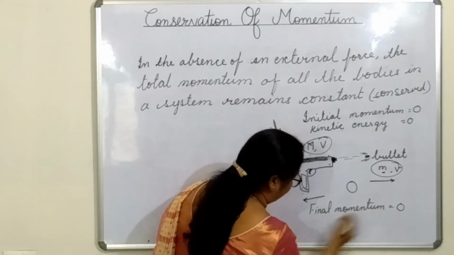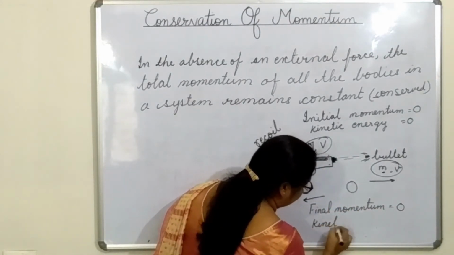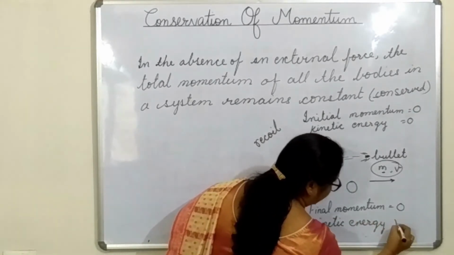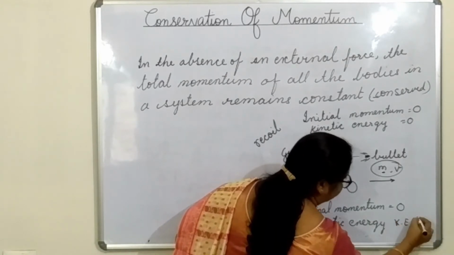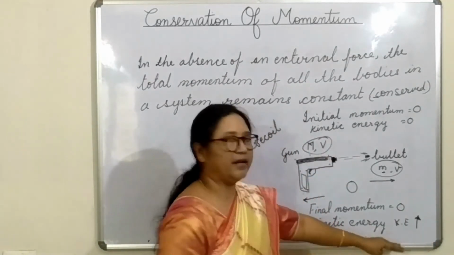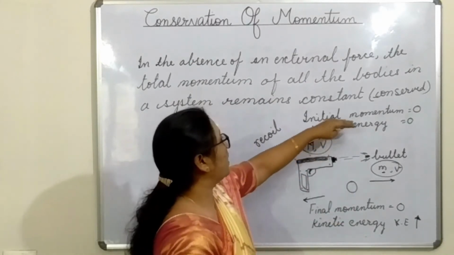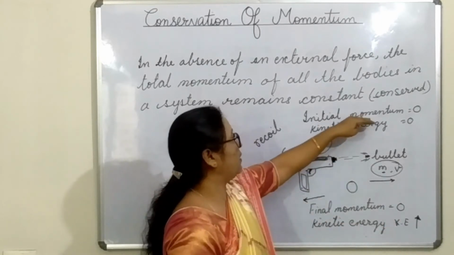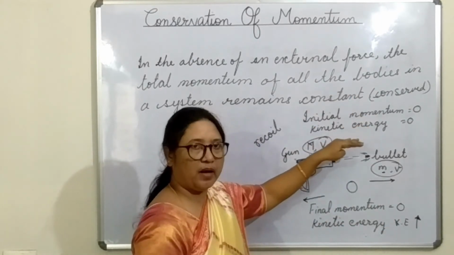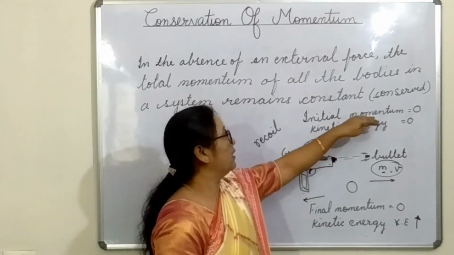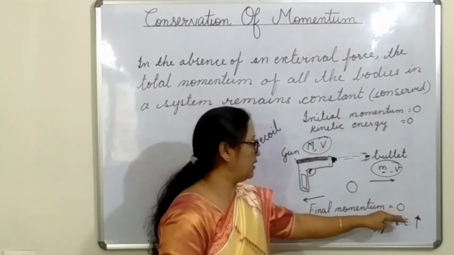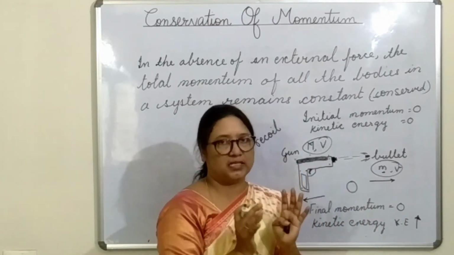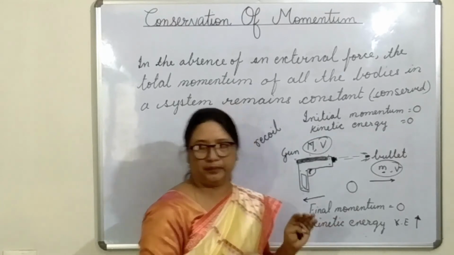Here, when the final momentum is 0, the kinetic energy will be very high. Now see, the initial momentum is 0, the final momentum is 0. According to the law of conservation of momentum, when the initial momentum and the final momentum are equal, then the whole momentum is conserved. So this is one of the examples.